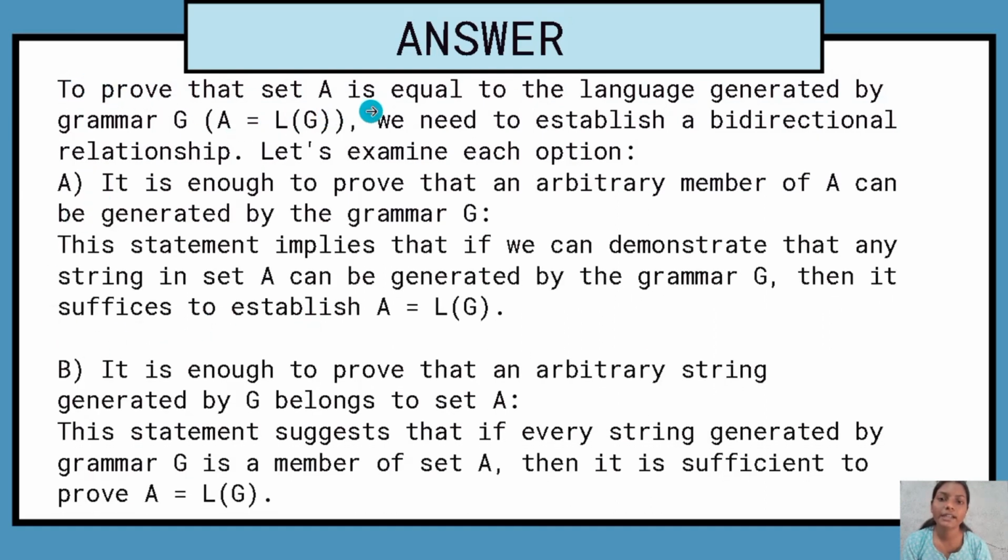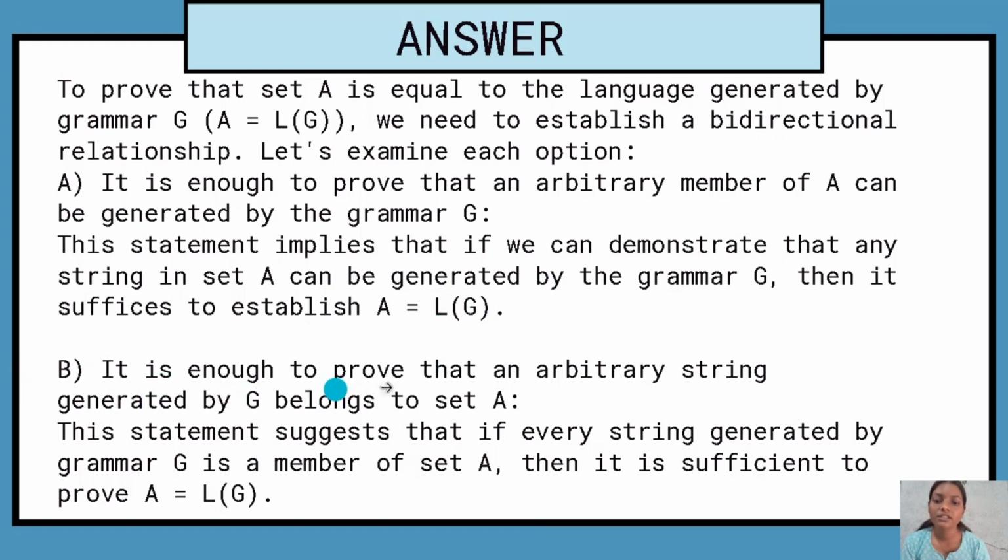So to prove that set A is equal to the language generated by grammar G, A = L(G), we need to establish a bidirectional relationship. Let's examine each option. First option says it is enough to prove that an arbitrary member of A can be generated by the grammar G. This statement implies that if we can demonstrate that any string in set A can be generated by the grammar G, then it suffices to establish A = L(G).